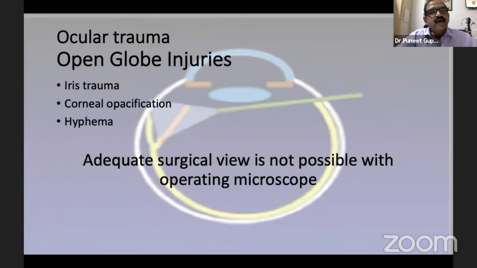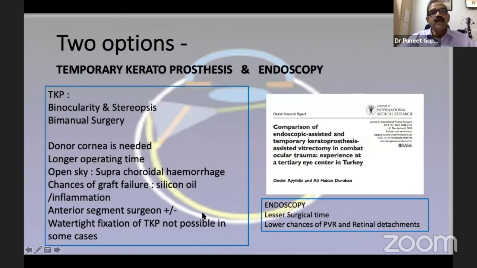In open globe injury, iris trauma, corneal opacification, and hyphema can cause obstruction in the view of intraocular structures. Adequate surgical view is not possible with the conventional operating microscope systems. So we have 2 options in this scenario. We have temporary keratoprosthesis, and the second is endoscopy. There are studies which have compared temporary keratoprosthesis and endoscopy in these scenarios.